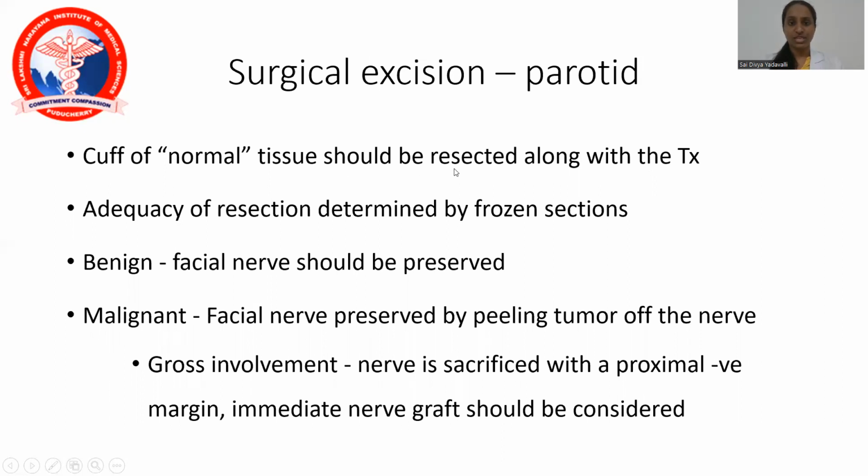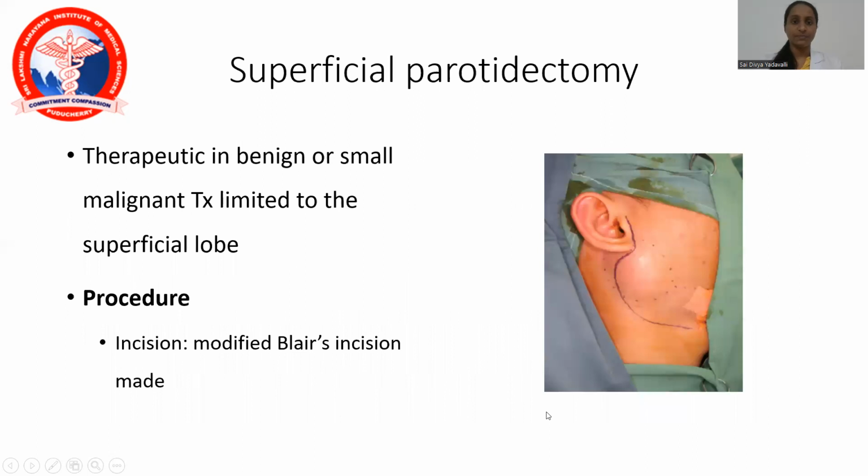Now coming to the surgical excision of the parotid gland, the principles of excision involve obtaining a cuff of normal tissue around the tumor that should be resected along with it. While resecting, the adequacy is determined by frozen sections. For benign tumors, the facial nerve should be preserved. For malignant tumors, the facial nerve should still be preserved by peeling the tumor off the nerve. However, when there is gross involvement, the nerve may be sacrificed with a proximal negative margin, and immediate nerve grafting should be considered whenever possible.